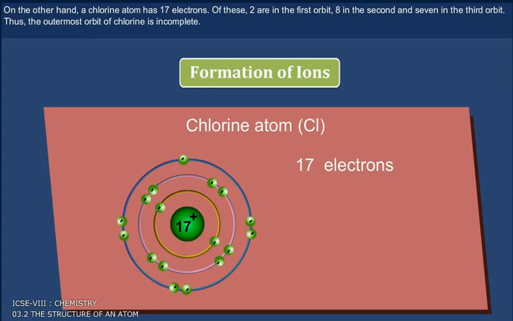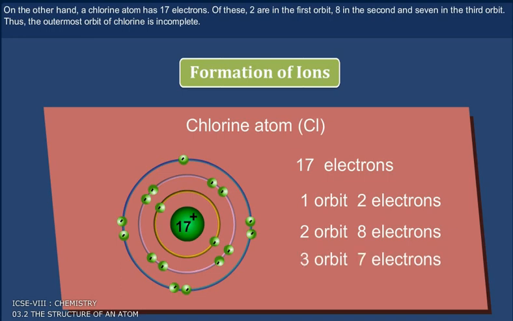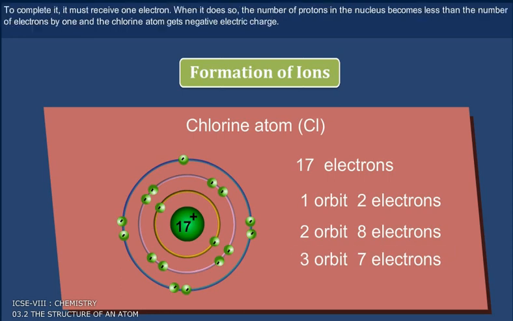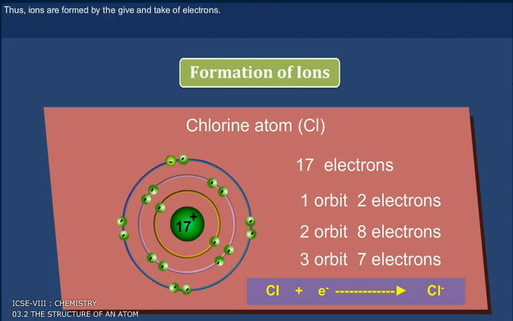On the other hand, a chlorine atom has 17 electrons. Of this, 2 are in the first orbit, 8 in the second, and 7 in the third orbit. Thus, the outermost orbit of chlorine is incomplete. To complete it, it must receive 1 electron. When it does so, the number of protons in the nucleus becomes less than the number of electrons by 1, and the chlorine atom gets a negative electric charge. Thus, ions are formed by the give and take of electrons.